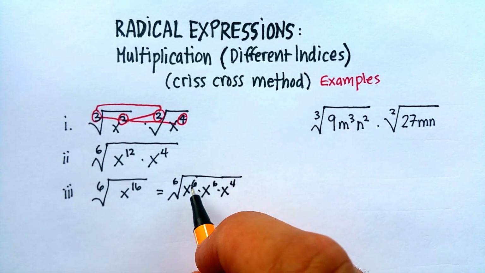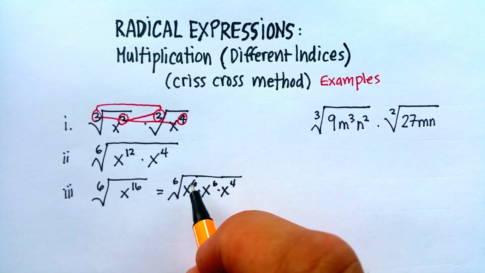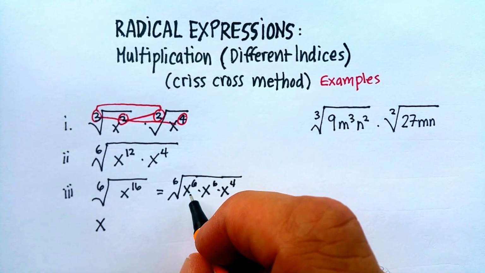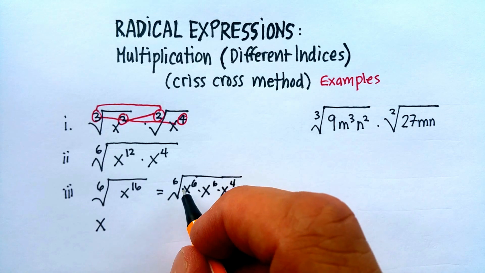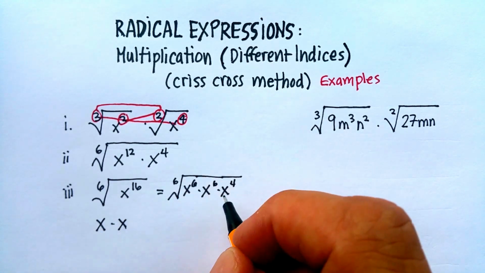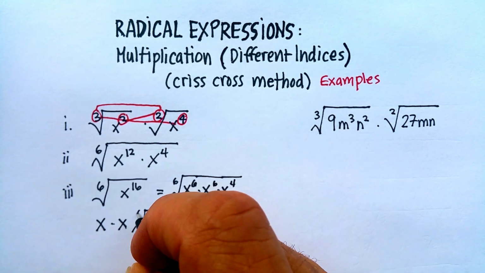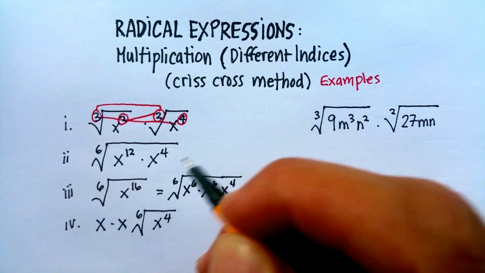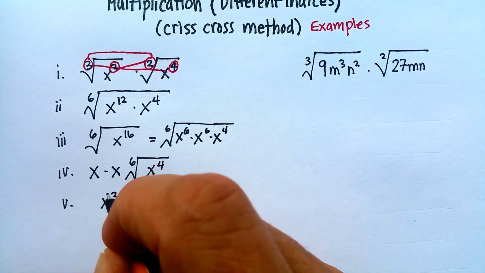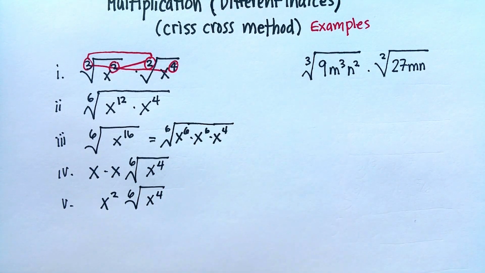Why did I do that? Because 6 plus 6 plus 4 is 16. The reason I took these out is because when these match, you just take the x and put it outside, because it's a whole number. This one becomes a whole number and goes on the outside. This one stays underneath. And I can rewrite this finally as x squared times the 6th root of x to the 4th.